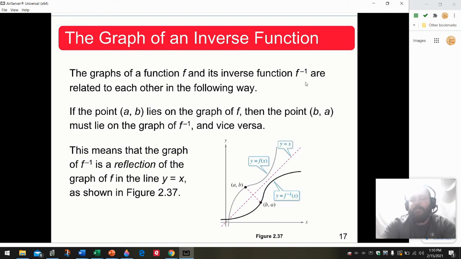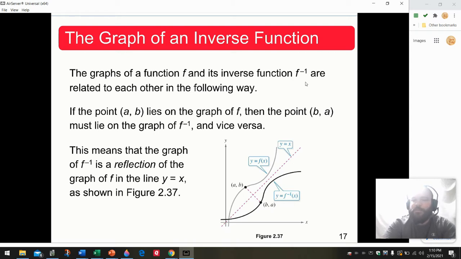Since they're inverses of one another, they will end up being reflections of each other about the line y equals x. This diagonal line that you see going right down through the middle there, that's the line y equals x. So if you have a graph of two different functions, you should be able to recognize whether they're reflections of each other about that line y equals x. If they are reflections, then that means they're inverses of one another.